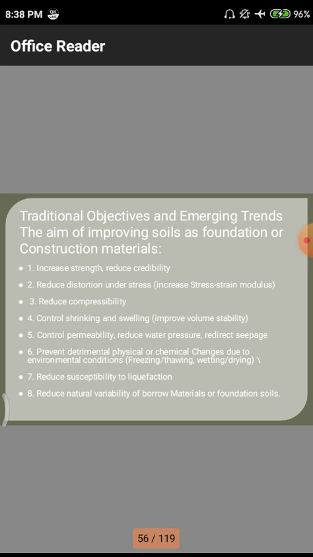Next one, reduce the susceptibility of liquefaction. This liquefaction means whenever the water enters the subsurface conditions, automatically the voids will attract this water and the total structural profile will change automatically due to the entrainment of a huge amount of water. This kind of situation is called liquefaction. Due to this liquefaction, a huge amount of structures are facing cracks.